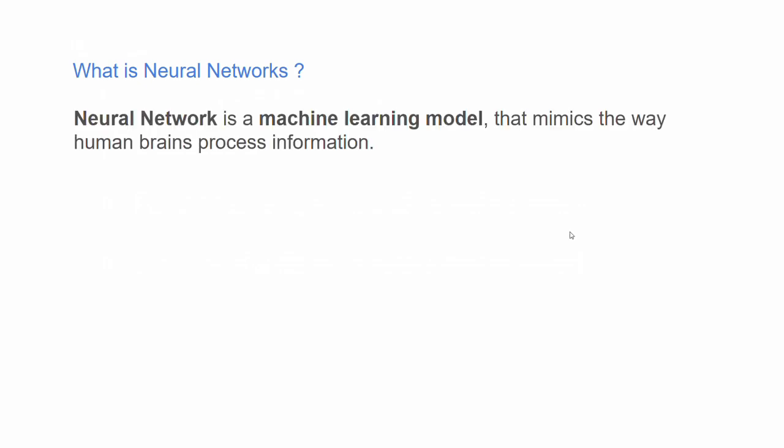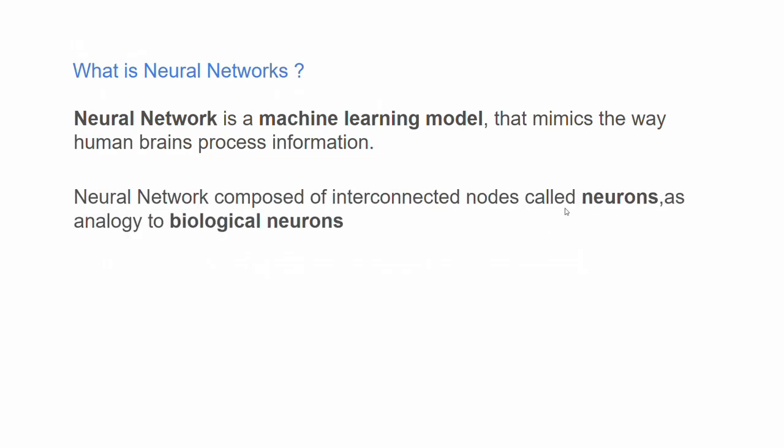So, let's see what a neural network is. A neural network is simple. It's a machine learning model which mimics the way the human brain processes information. It consists of interconnected nodes called neurons, which is an analogy to biological neurons.